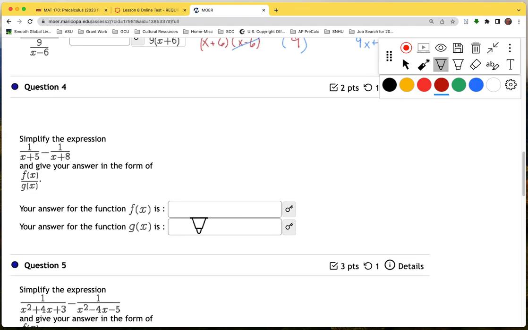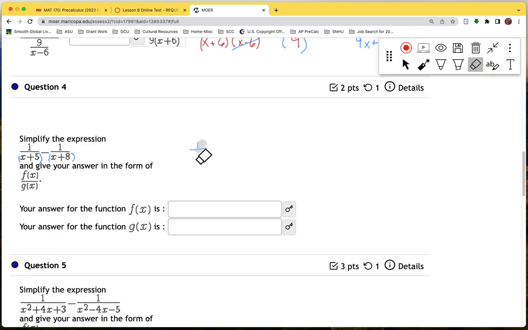Question 4. We're asked to simplify this expression. So we're getting a fraction, right? And they want the numerator and the denominator, right? So that's f of x will be the numerator, g of x will be the denominator. When we're going to add or subtract fractions, we need a common denominator. So to do this one, we see what our denominator is here and here. Basically, we need to multiply the first one times x plus 8 and multiply the second one times x plus 5. So let's write this. This is what we have.